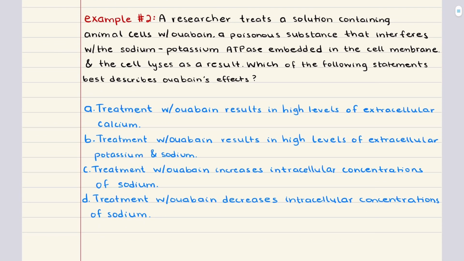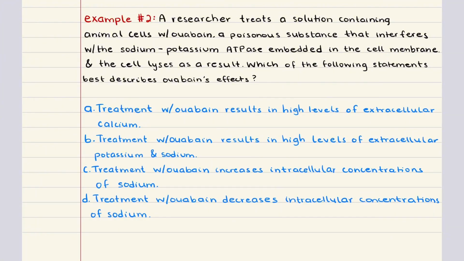Problem 2 says, a researcher treats a solution containing animal cells with Ouabain, a poisonous substance that interferes with the sodium-potassium ATPase embedded in the cell membrane, and the cell lyses as a result. Which of the following statements best describes Ouabain's effects?